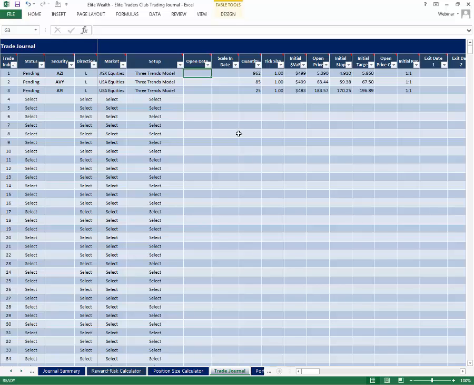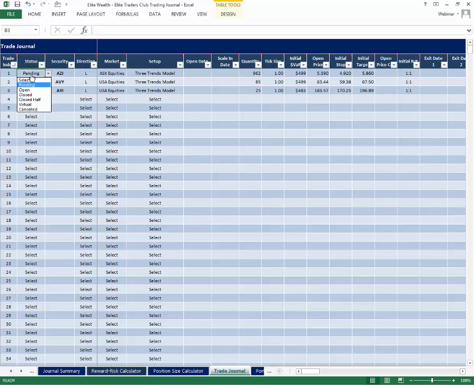If you're not sure what to do on any of these, just hover over the heading and a little help box will pop up telling you what you need to do. If it is a calculated cell, it'll say calculated. In other words, you don't need to do anything. The system will calculate reward to risk, profit and loss, whatever it is, the system will do that for you. So we have a couple of pending orders in the system.